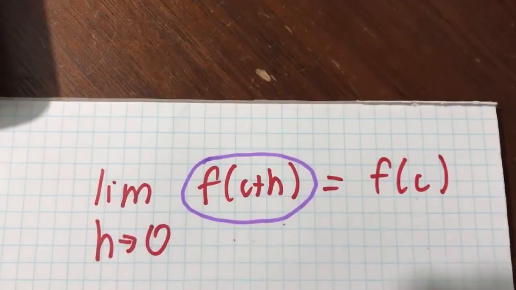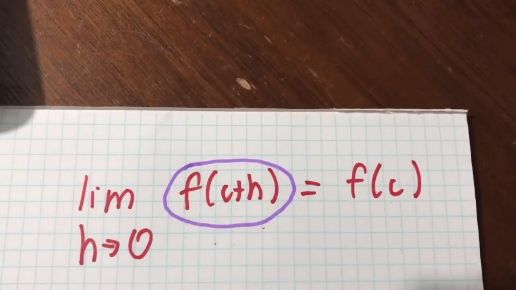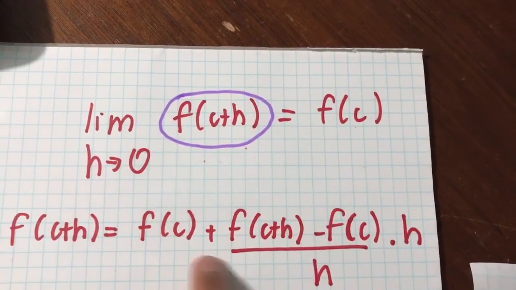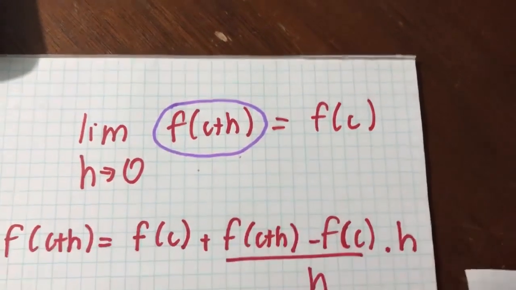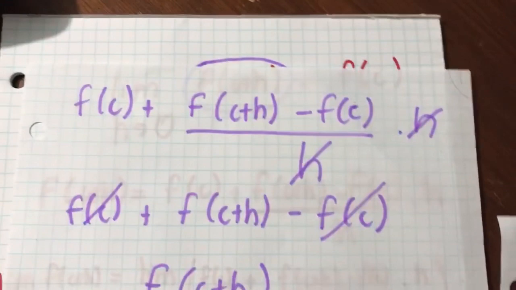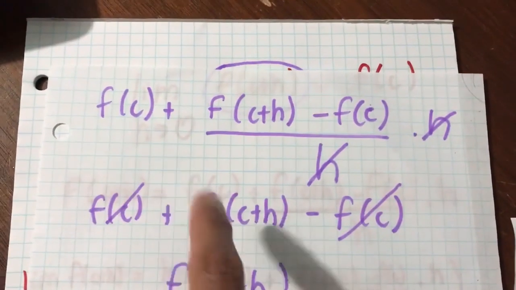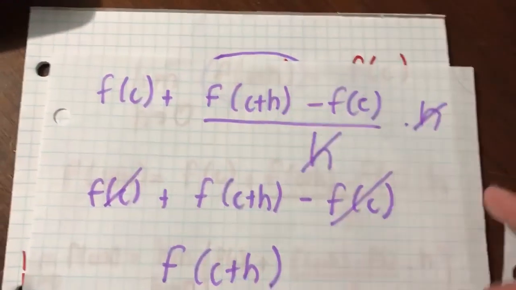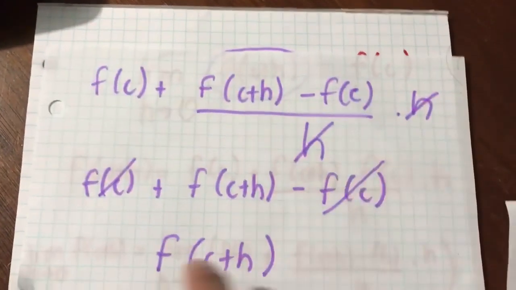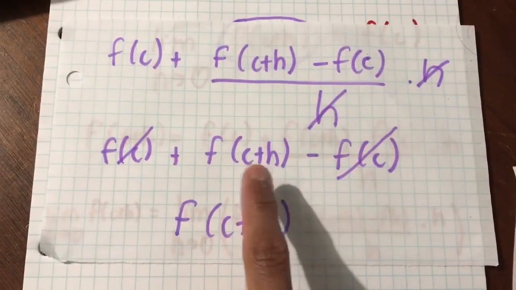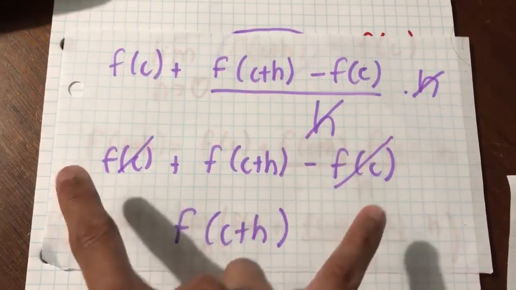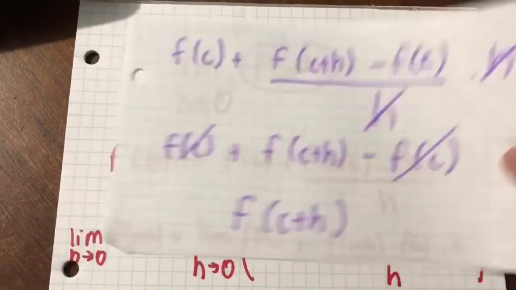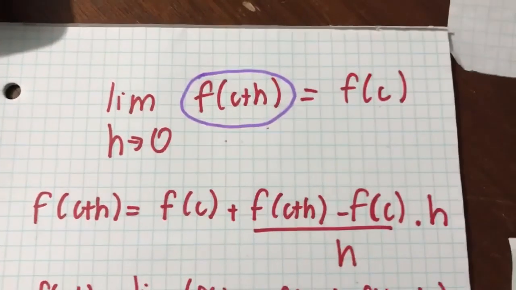Now we want to rewrite that circled expression in a different way for our convenience. So we're going to write it as follows. Now this expression is exactly the same as this, and here is the proof. So we rewrite f of c plus h minus f of c over h times h. Now the h cancel each other, and we're left with f of c plus h minus f of c. Now these two cancel each other, and we're left with only f of c plus h. And so we have this expression.